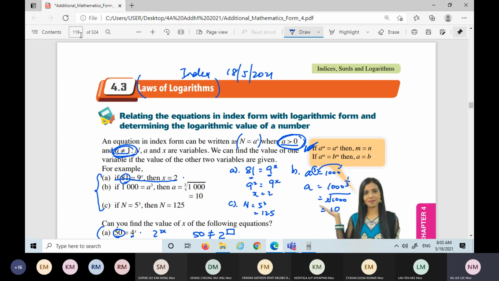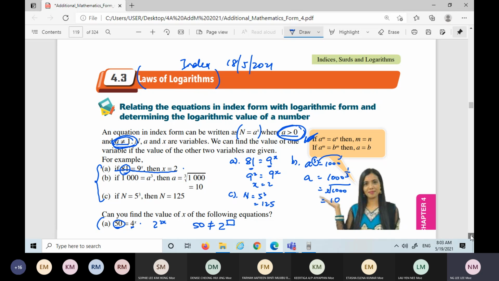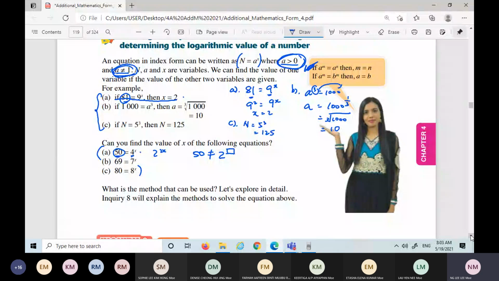When we started this subtopic, you still remember this part? We said we can't solve it, because we cannot write it in this way. If you can write it in this way, then by using the index law, we can solve it. But we cannot write it that way, so we have to use logarithms to solve this kind of problem.